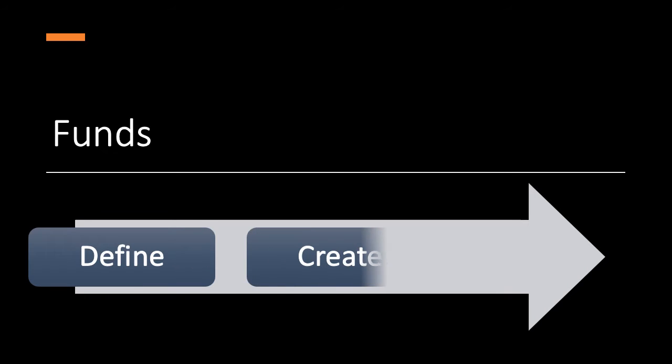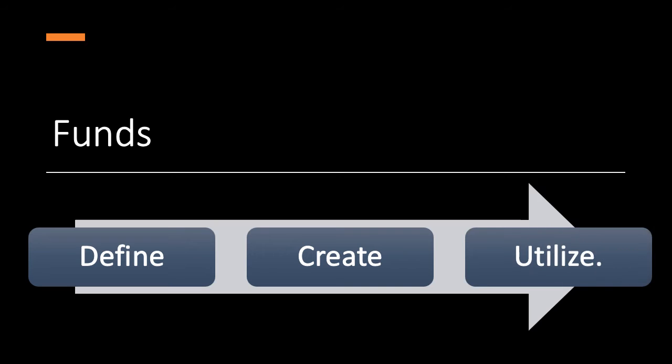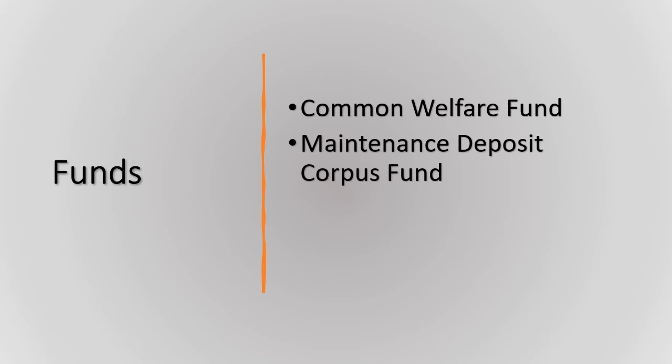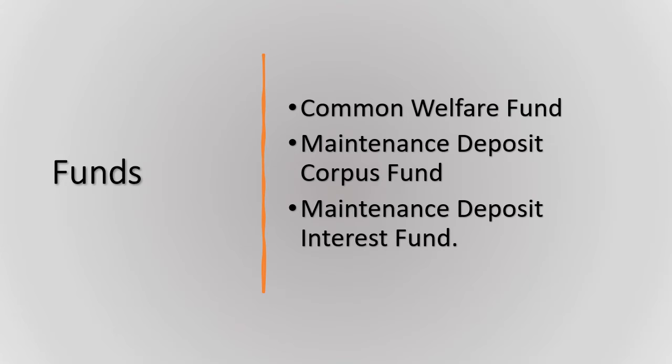When we talk about the funds, we have to look at three things. We have to first define a fund, then create a fund, and finally we have to mention in the bylaws how the fund is going to be utilized. We are talking about three funds. The first one is the Common Welfare Fund, which you must have noticed in the previous audit report. The second fund is the Maintenance Deposit Corpus Fund, and we shall be talking about it shortly. And the third is the Maintenance Deposit Interest Fund.